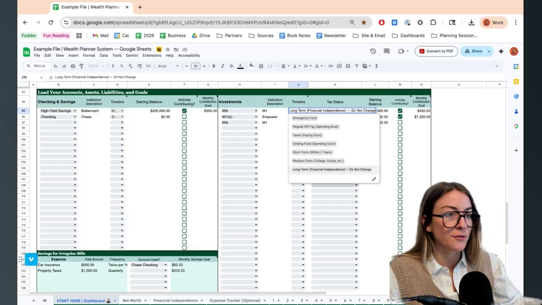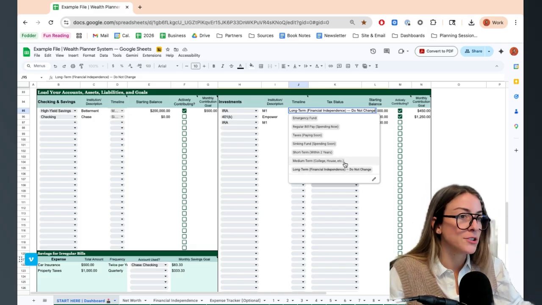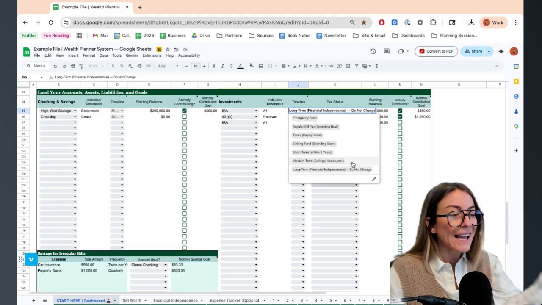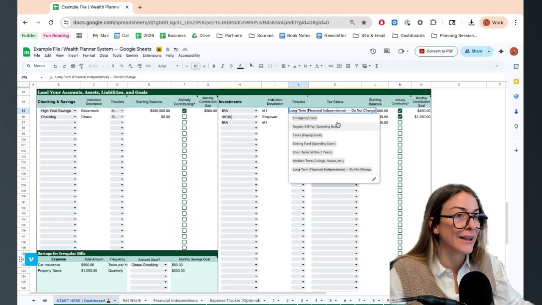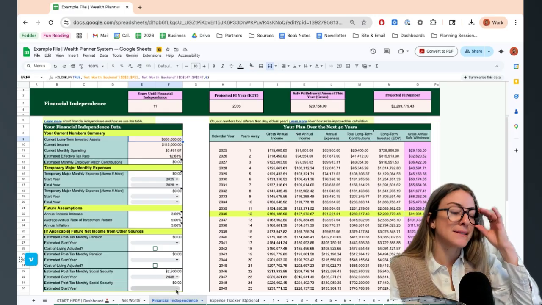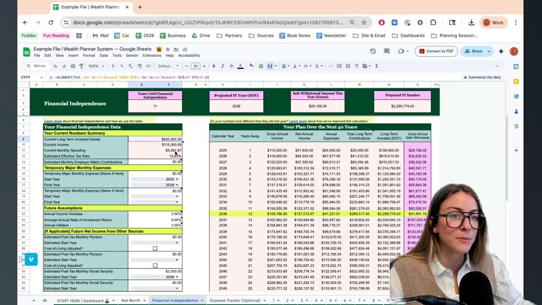If you are saving for a 529 for college or a brokerage account for a house, a medium-term big investing goal, it's not going to count that. You just have to tell it, hey, is this money something that this planner should look at for FI? Or are you planning to use it soon? So once you get into this FI tab, it's going to look at that. So look at your current income, your current spending, and your current effective tax rate.